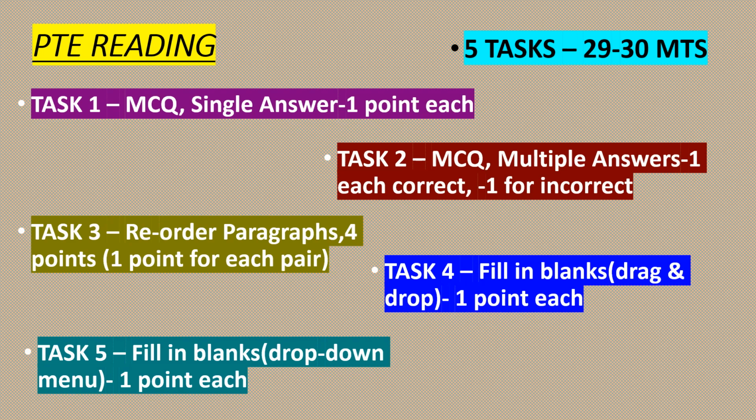Task 2, multiple choice question, multiple answers, 1 point for each correct answer and -1 for each incorrect one. Task 3 is reorder paragraphs, 4 points, 1 point for each pair. Task 4 is fill in the blanks, drag and drop, 1 point each, and task 5 is fill in the blanks, drop down menu, 1 point each. So remember, in PTE reading, you must manage your time.